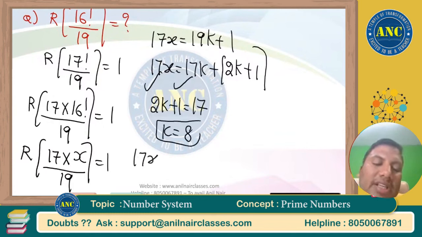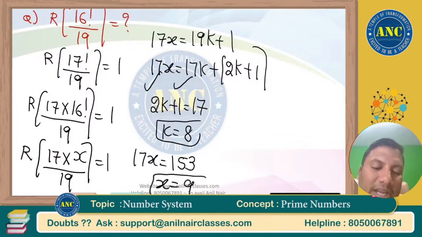So 17x is equivalent to 152 plus 1, which is 153. x is nothing but 9. 9 is nothing but 19 minus 1 by 2. 19 minus 1 is 18, and 18 by 2 is nothing but 9.